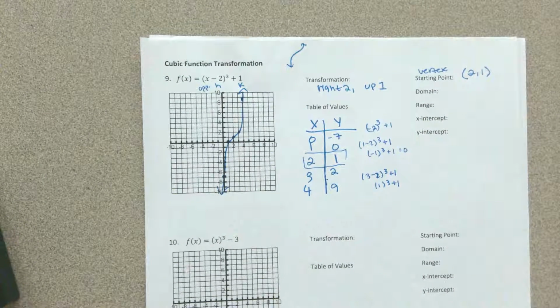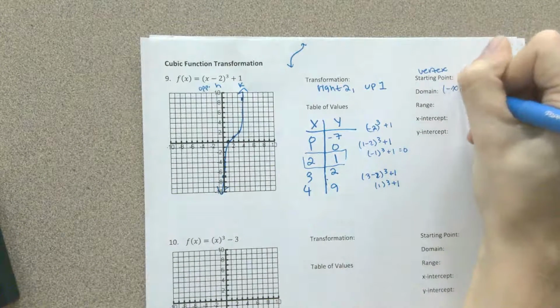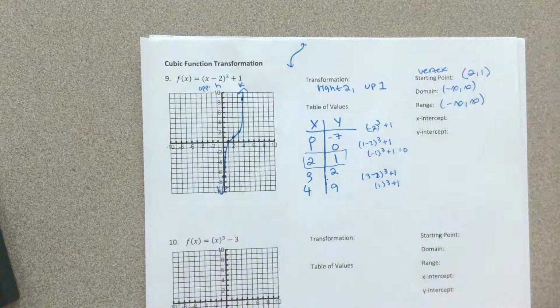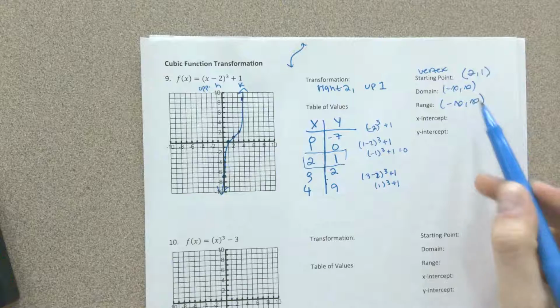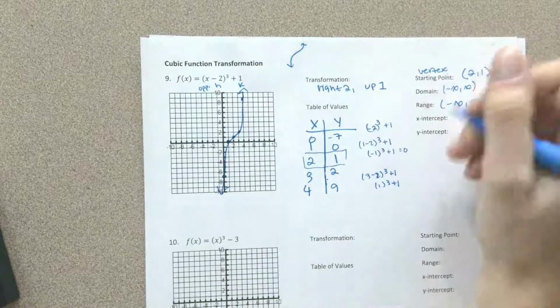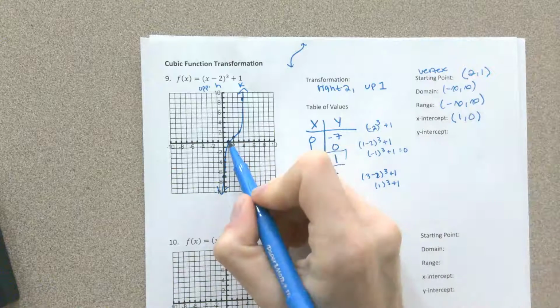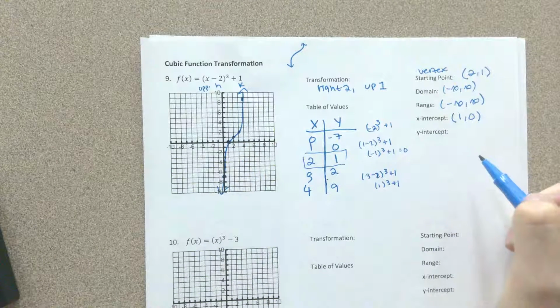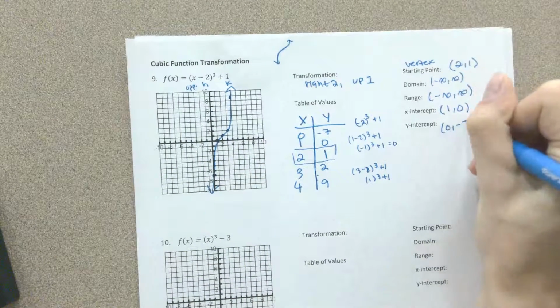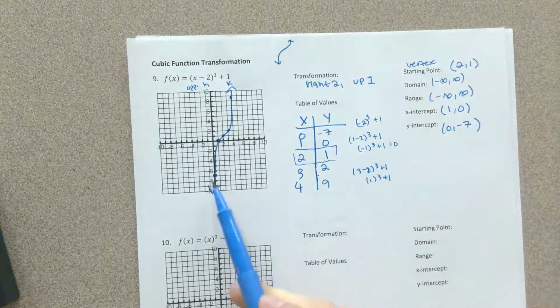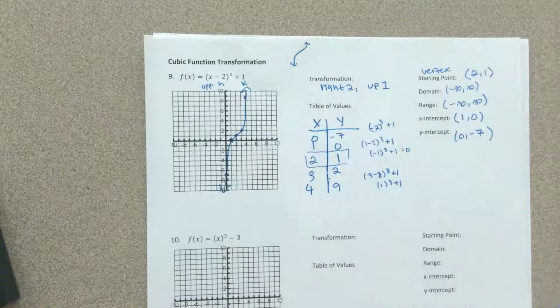Our domain is -infinity to +infinity. My range is -infinity to +infinity because they go left and right, up and down forever. My x-intercept is 1, 0, where it crosses my x-axis. My y-intercept is 0, -7, where it crosses my y-axis.